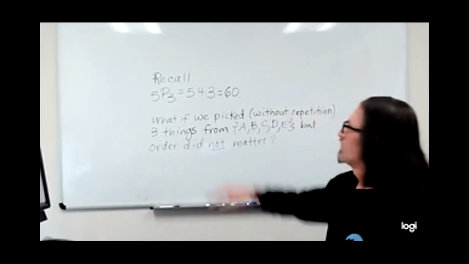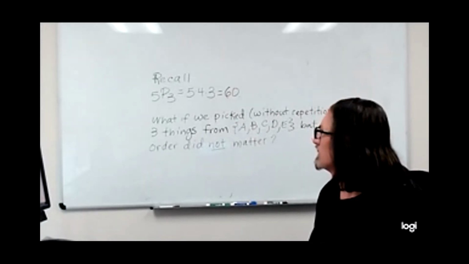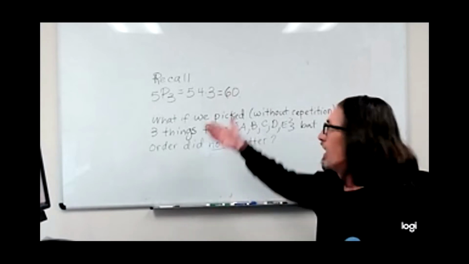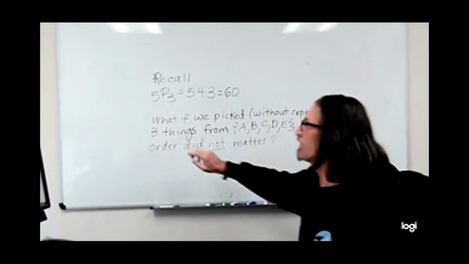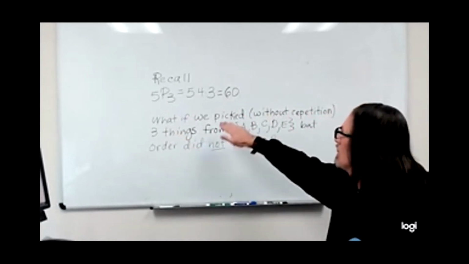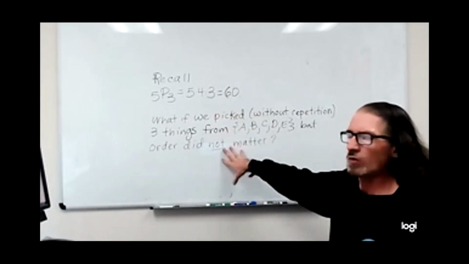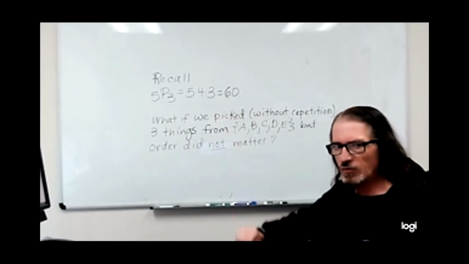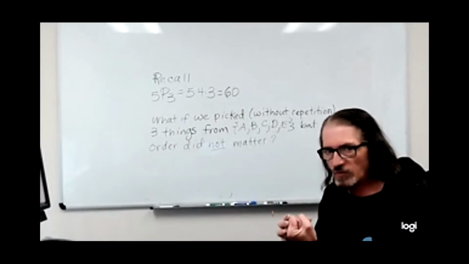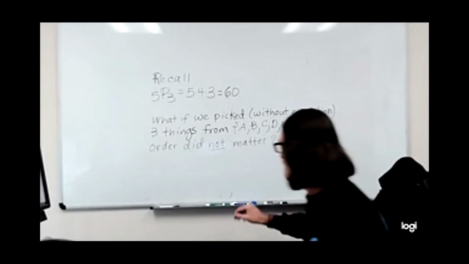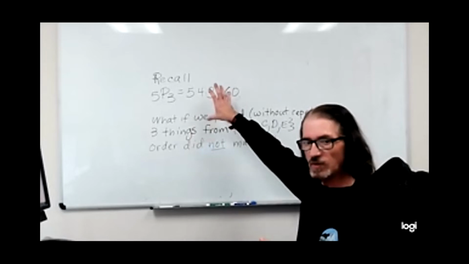Okay, just recently I had computed 5P3 was 60. Now I did not try to list 60 ordered triples. However, what if we were to pick from these three things, but order did not matter? I claim that there are 10 ways that we could pick a triple where order does not matter. And then we'll talk about the connection between this versus this.